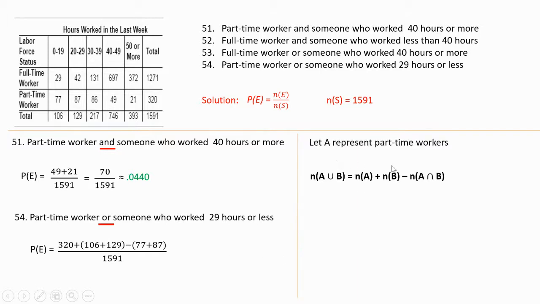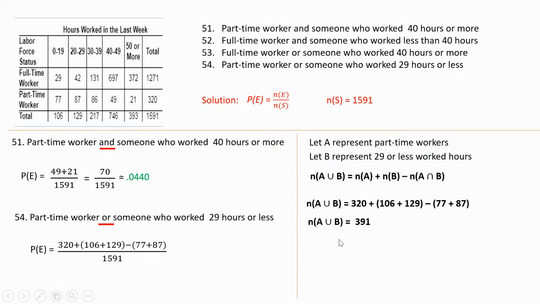And again, they represent the part-timers, right? So A is the part-timers, which is going to be 320. And B represents 29 hours or less, so it's going to be these two here, right? 29 hours or less. So it'll be 320, and 106 plus 129 are the ones here which work 29 hours or less, because this is 9, or it can be all the way to 0. And then minus the 77 and 87 because they were already counted right here with the 320. And that's why this is your answer, guys.